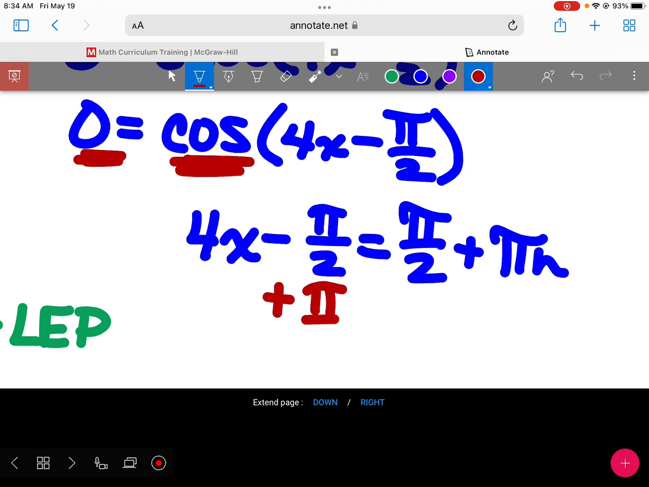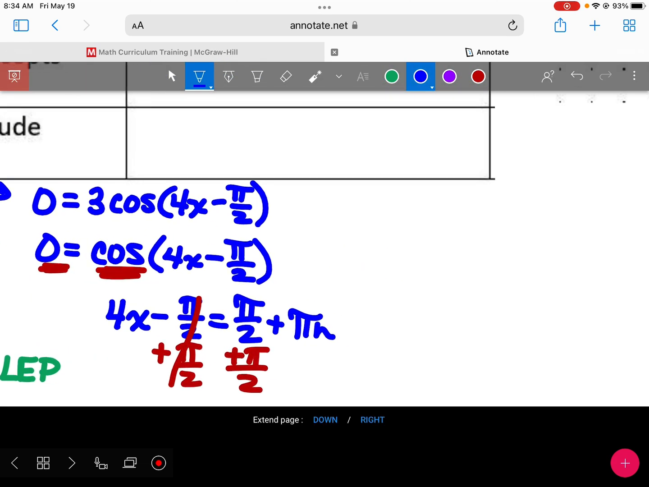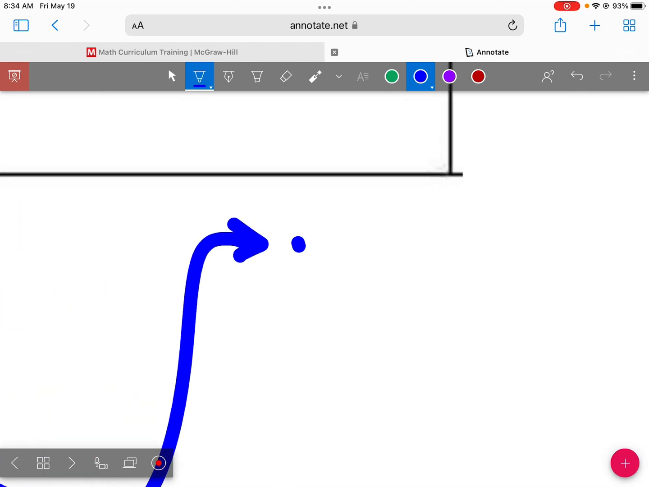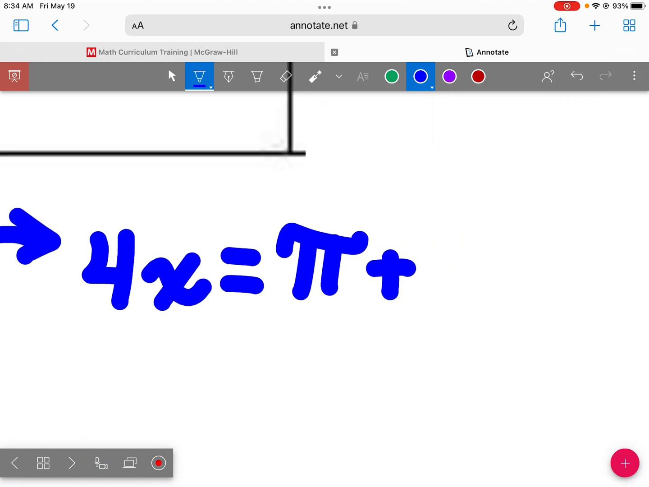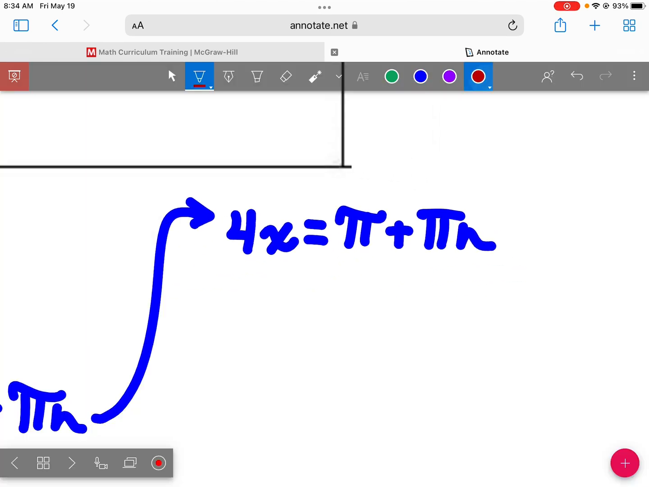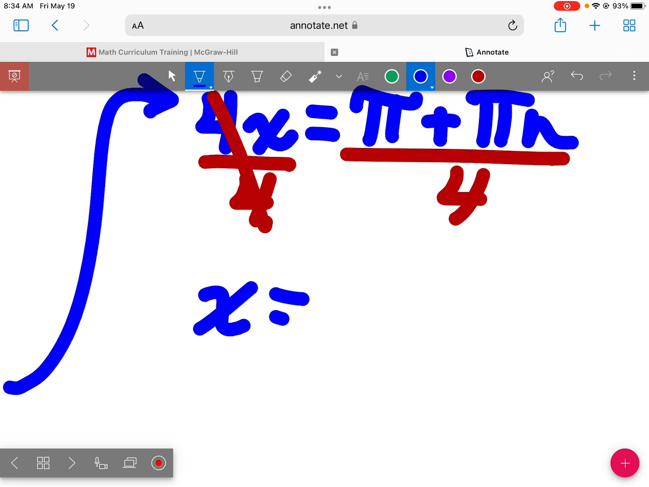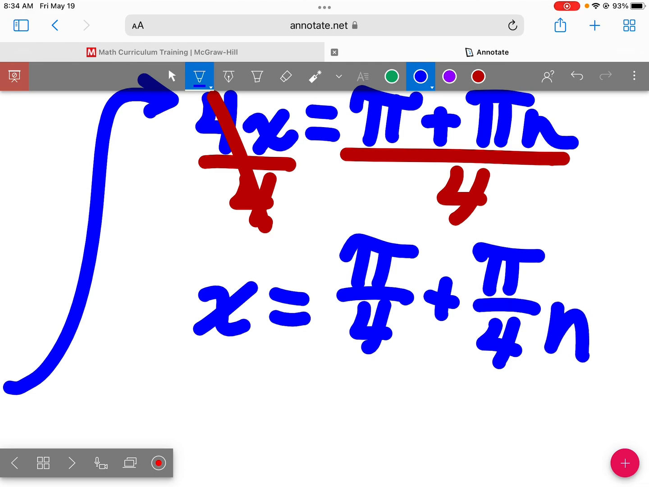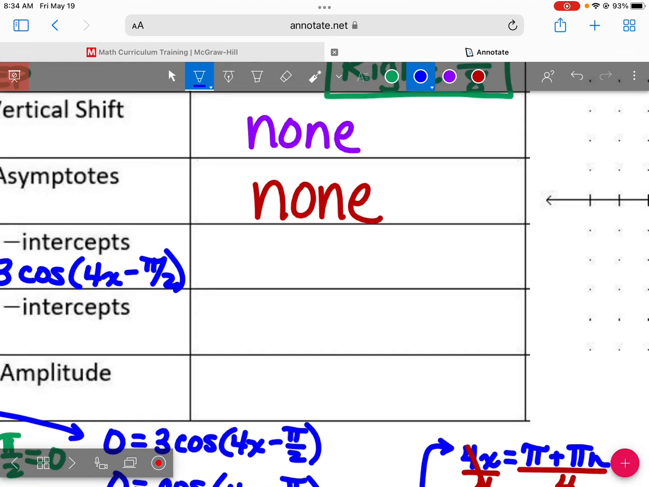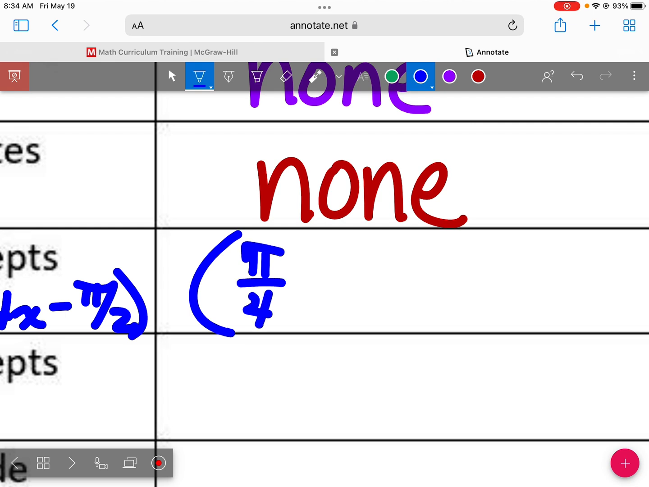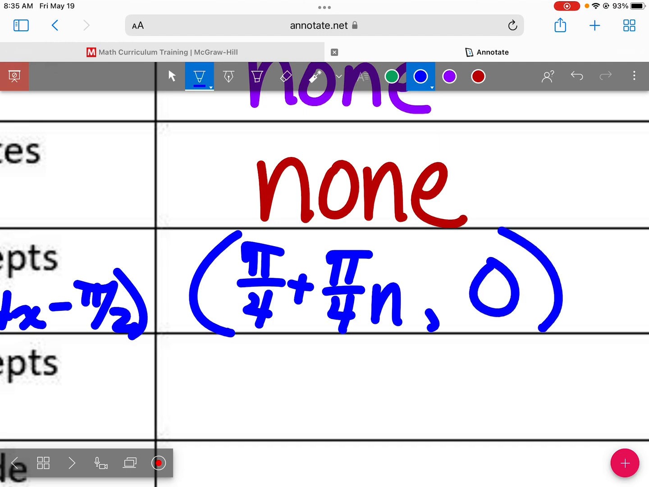So I'm going to add pi over 2 to both sides. What is pi over 2 plus pi over 2? Yep, 1 pi, so pi plus pi n. Divide both sides by 4. My x-intercepts are going to happen at pi over 4 plus pi over 4 n. So pi over 4 plus pi over 4 n, comma, 0.